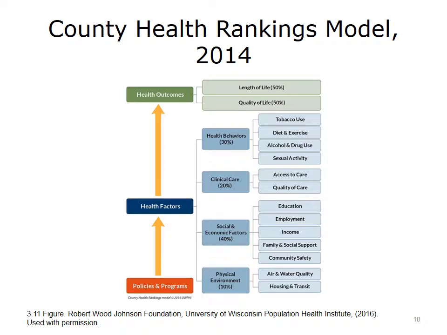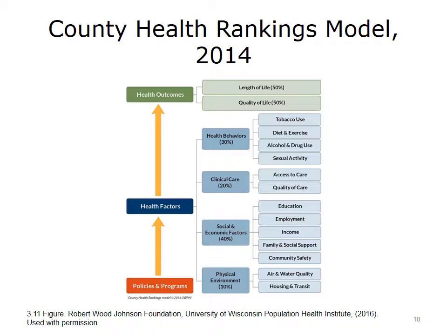Health outcomes are produced by multiple factors or health determinants, including clinical care or medical care, health behaviors, social and economic factors, and the physical environment. The contribution of clinical care to health outcomes is very modest, only 20%, a fact that many healthcare leaders often find surprising.